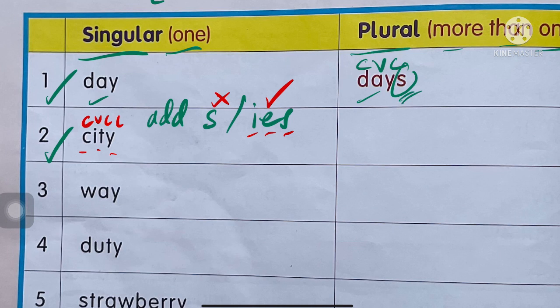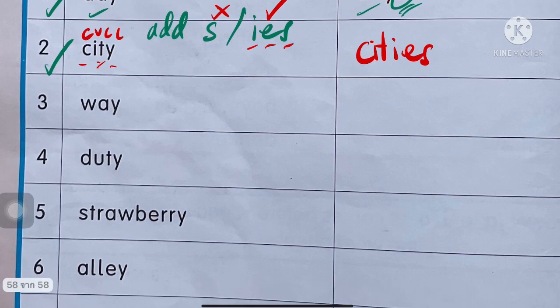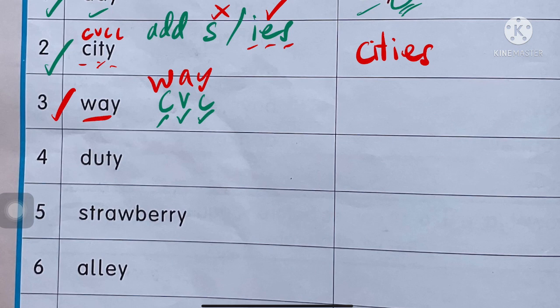Here we have to add IES because the T is a consonant, so city becomes cities. Look at number two, way: consonant, vowel sound, consonant. The A is a vowel before Y, so we add only S: ways.